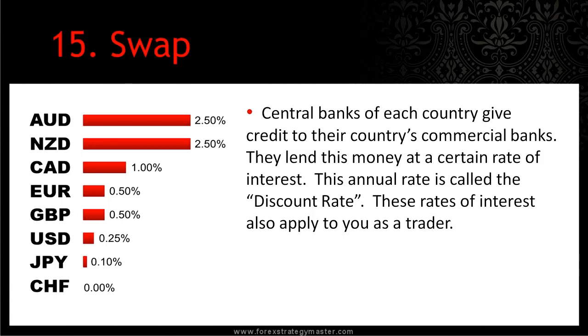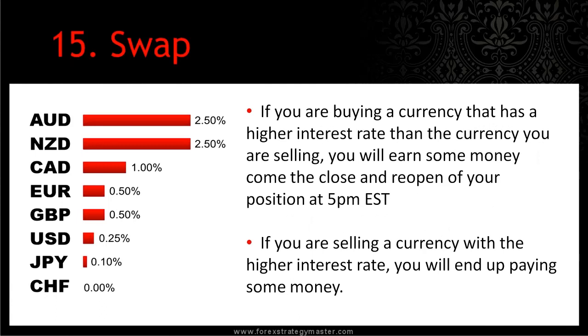Central banks of each country give credit to their country's commercial banks. They lend this money at a certain rate of interest. This annual rate is called the discount rate, and these rates of interest also apply to you as a trader. If you're buying a currency that has a higher interest rate than the currency you're selling, you will earn some money come the close and reopen of your position at 5 p.m. Eastern. If you're selling a currency with a higher interest rate, you will end up paying some money.